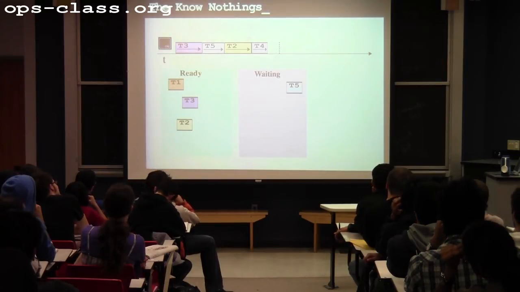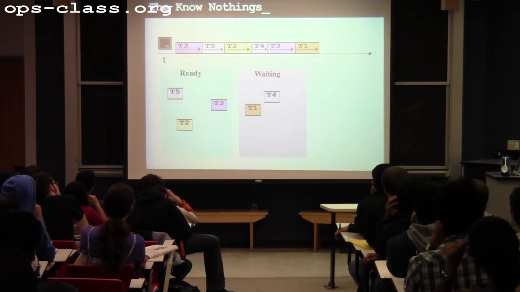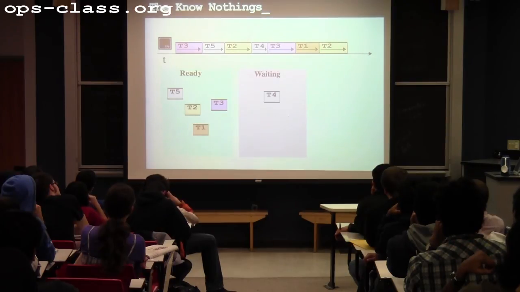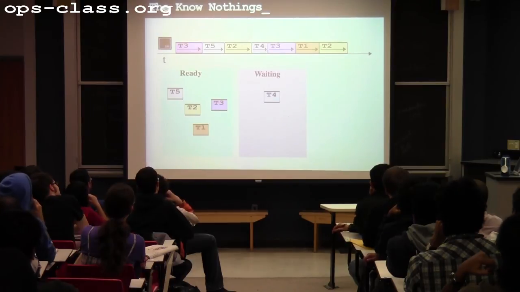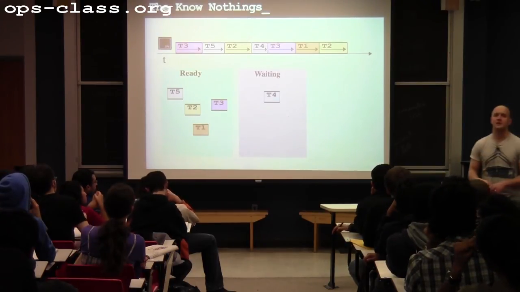T4 blocks. T4's out of the waiting queue. And I continue this until the end of the slide, the edge of time. And this is the simplest, most basic example of thread scheduling.